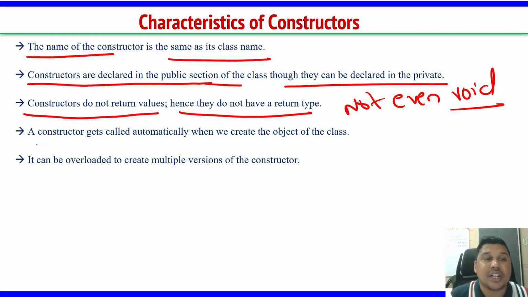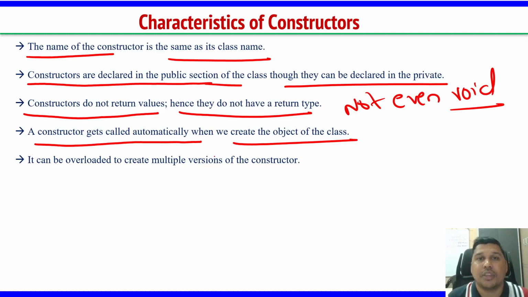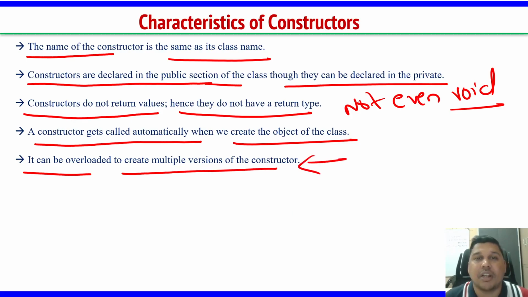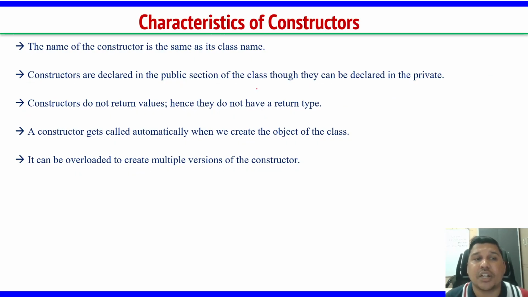A constructor gets called automatically when we create the object of the class. When you create an object, it is executed automatically. It can be overloaded to create multiple versions of a constructor. We will cover this point in due course. So these are some important points about constructors: the name of the constructor should be the class name, they should be declared in the public section, they do not have any return type, and they get executed when the object is created.